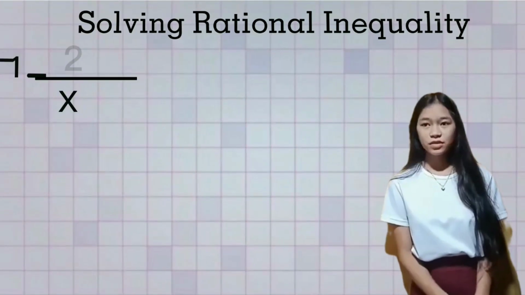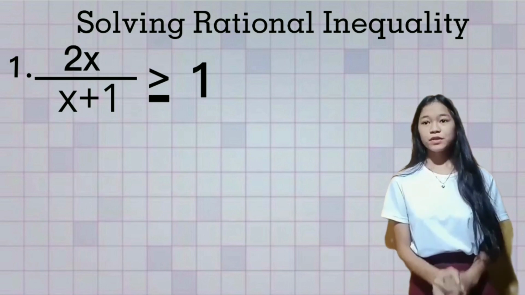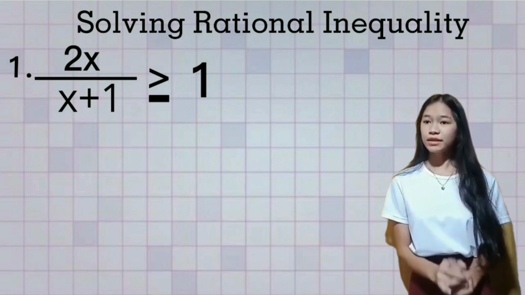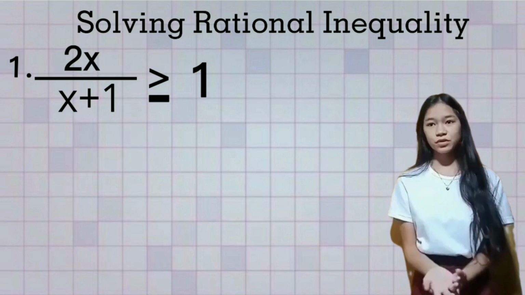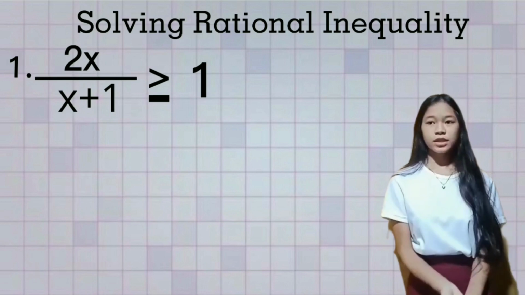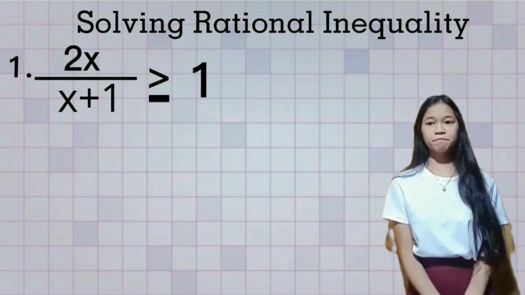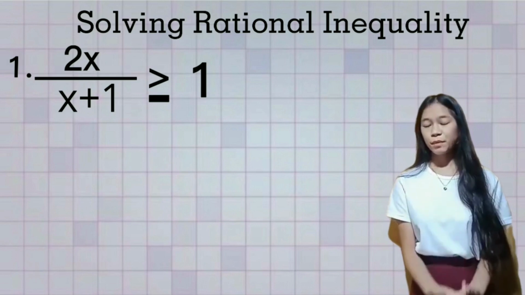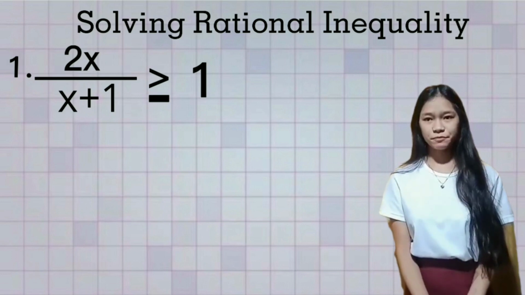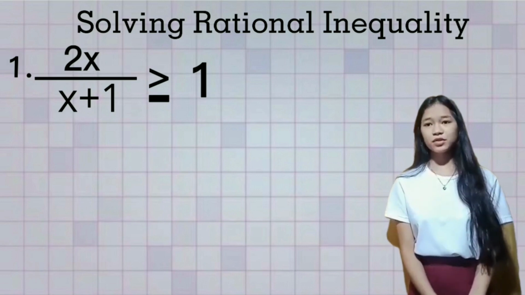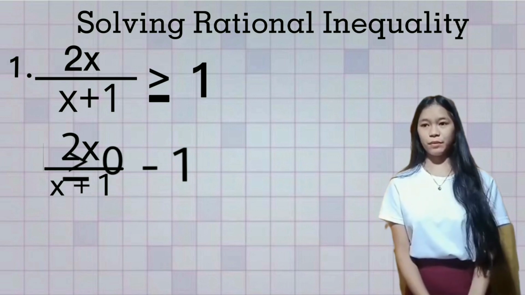So we have 2x over x plus 1 is greater than or equal to 1. The first thing we will do is make the 1 on the right side 0. So let's transfer our positive 1 to the left side of our inequality. So that is 2x over x plus 1. If we transfer positive 1, it will become a negative 1. So 2x over x plus 1 minus 1 is greater than or equal to 0.